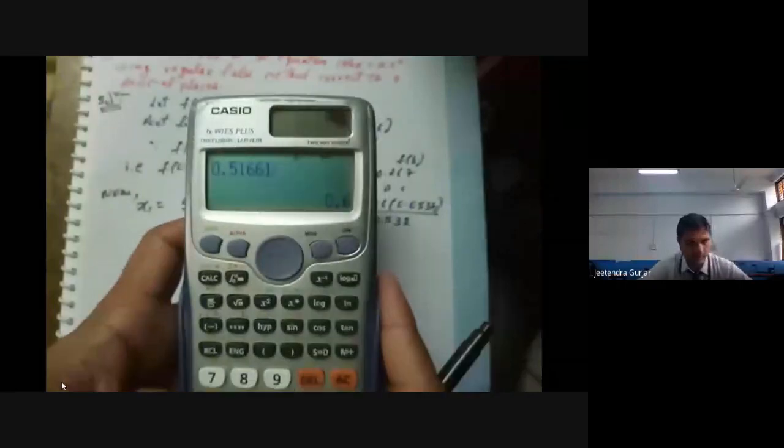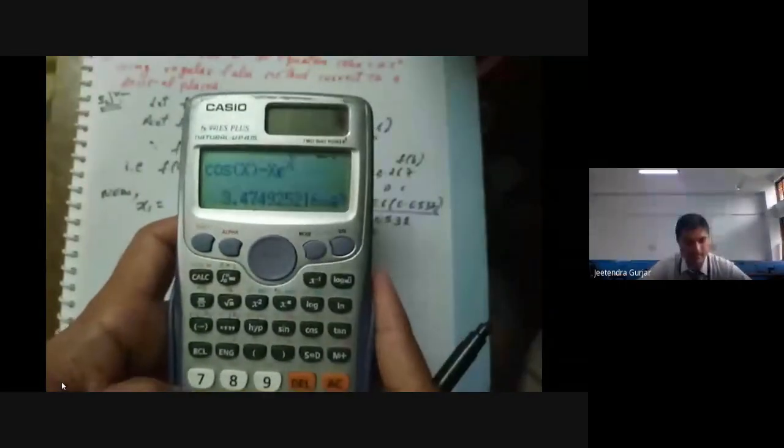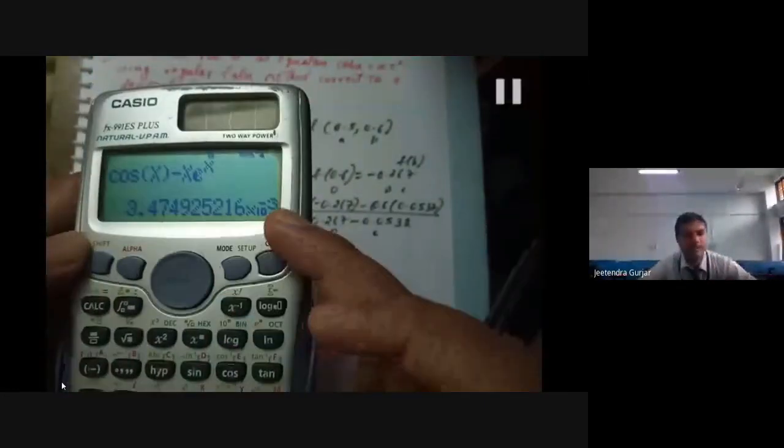Type 0.516614. So directly you get the value like this. I think you can see this value on the screen. Everyone has got this value correctly. Here you can see at the end it is 10 raised to minus 3. Remember, 10 raised to minus 3 means 3 zeros you have to put before the value. Yes, Pushpa, you got the value correctly.